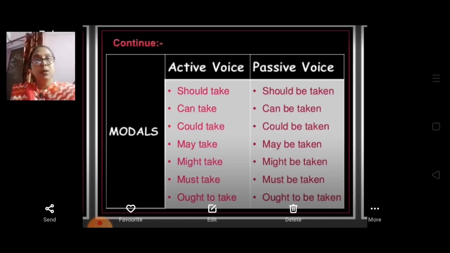So we just give a very slight change in the passive voice. The modals remain the same, but in passive voice we should add be and the past participle with the modals. So these are the rules to change modals in passive voice.